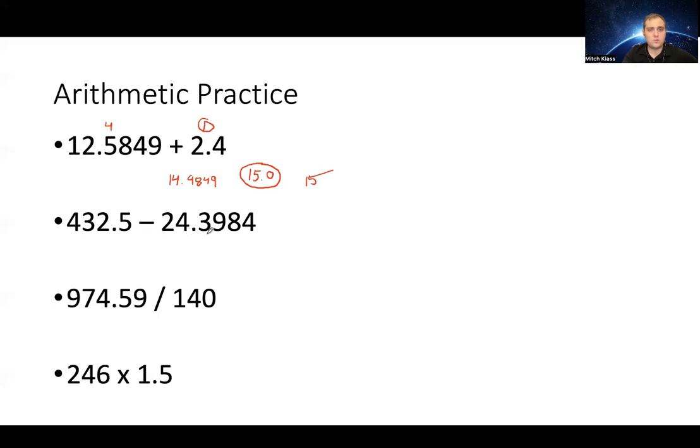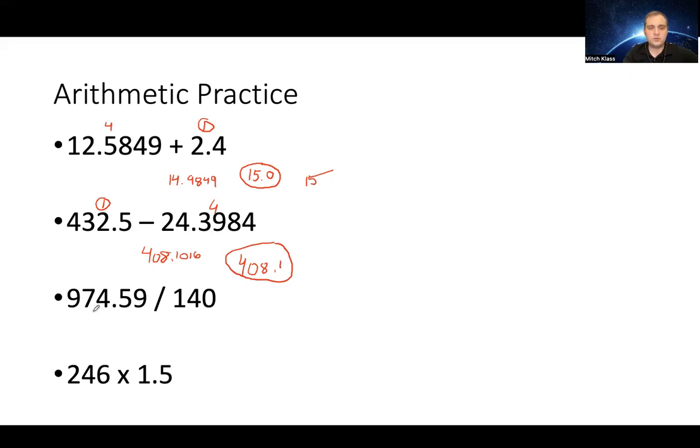Now let's move on to the next one. 432.5 minus 24.3984. All right, so there's 1 decimal place here, and there's 4 here. So let's carry out the arithmetic. 432.5 minus 24.3984. Okay, another large number, 408.1016. Okay, 1 decimal place, because that is our least number in addition and subtraction. So therefore we get 408.1 as our final answer.